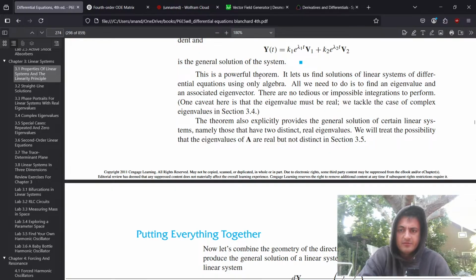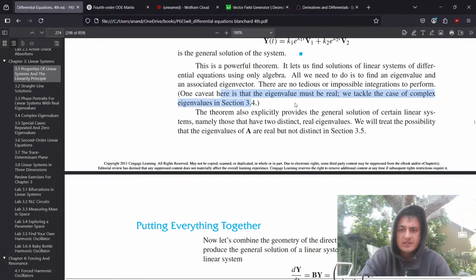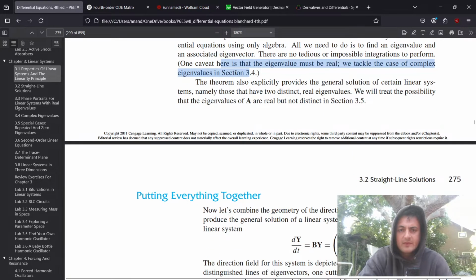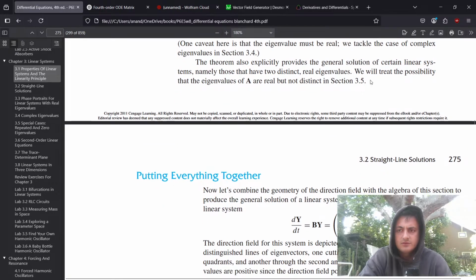This is a powerful theorem. It lets us find solutions of linear systems of differential equations using only algebra. All we need to do is find an eigenvalue and an associated eigenvector. There are no tedious or impossible integrations to perform. One caveat here is that the eigenvalue must be real. The theorem also explicitly provides the general solution of certain linear systems, namely those that have two distinct real eigenvalues. We will treat the possibility that the eigenvalues of A are real but not distinct in 3.5.